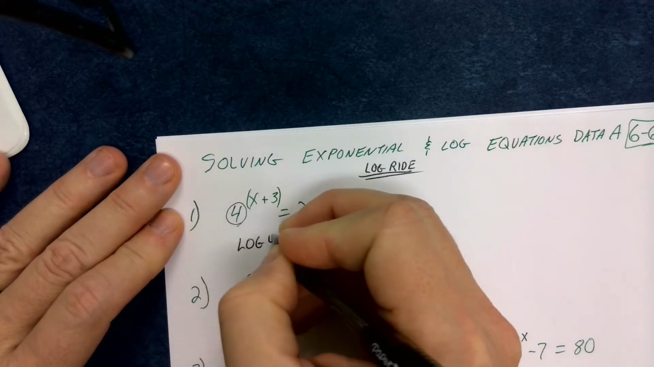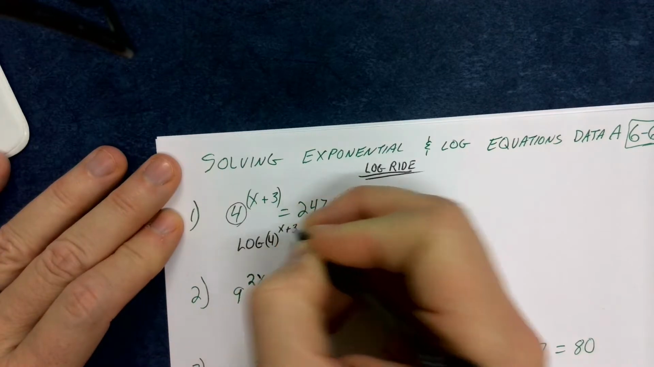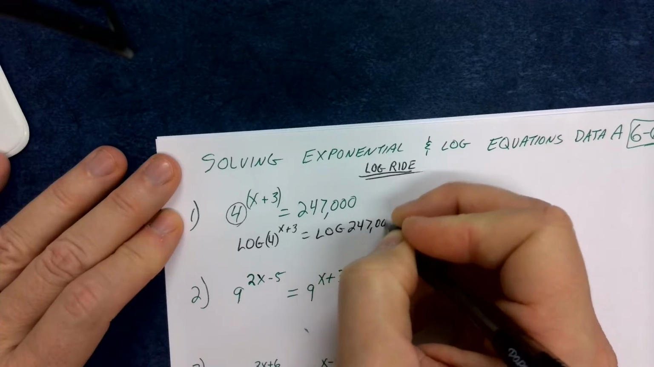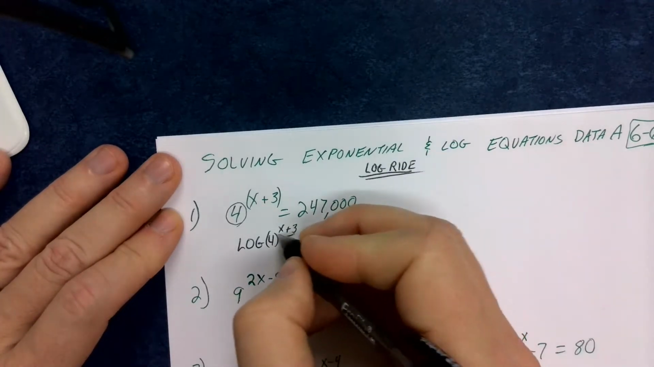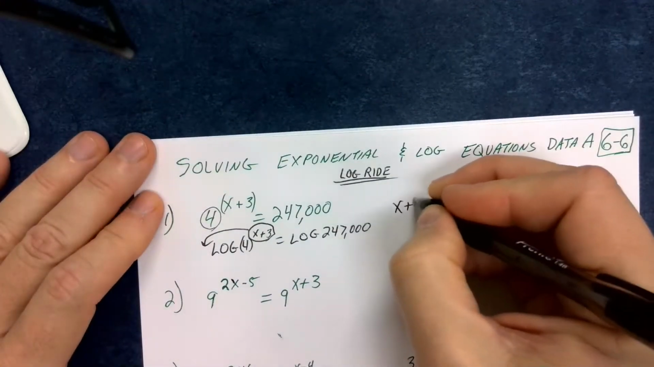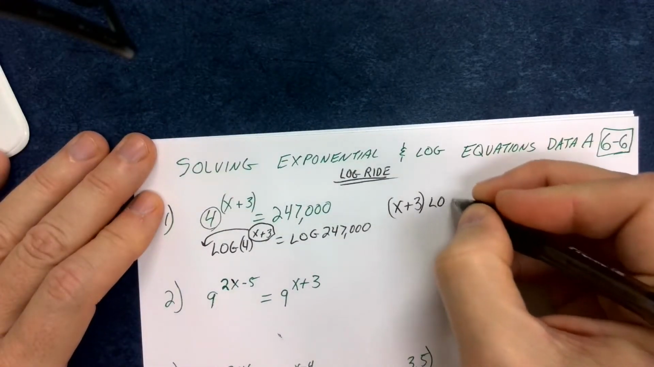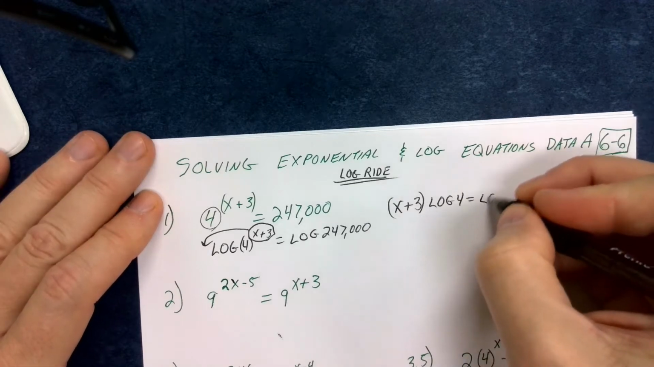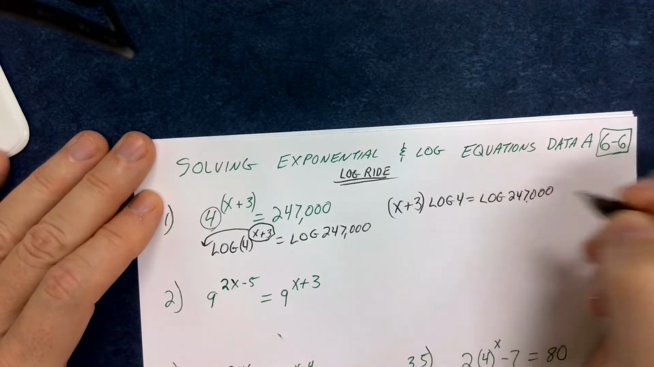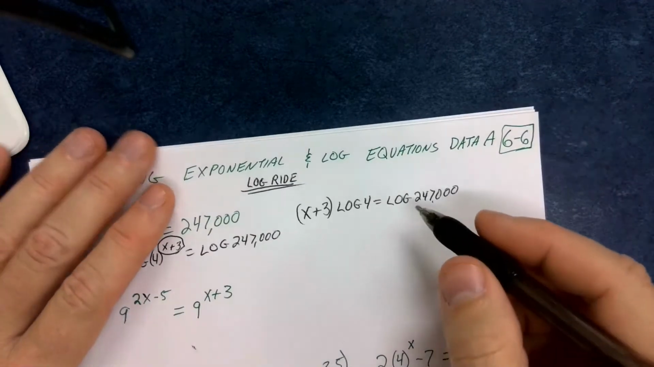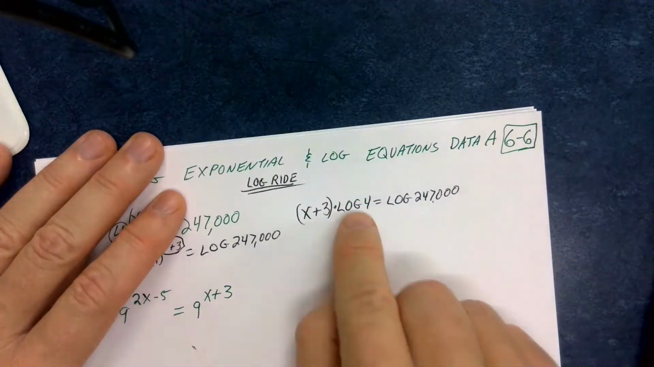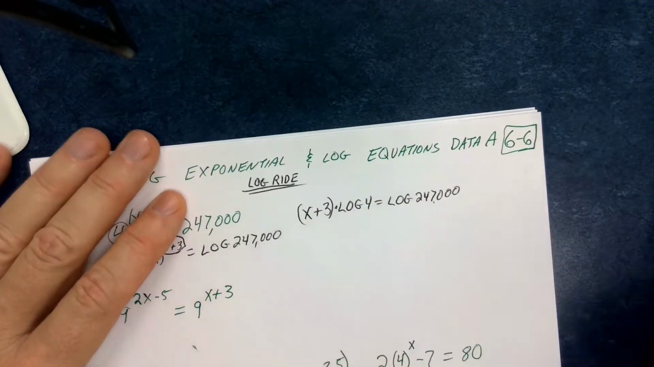We can write the log of 4 to the x plus 3 power equals the log of 247,000. Now the log rule law says that this is allowed, as soon as we have that. And now I get x plus 3 in parentheses times the log of 4 equals the log of 247,000. So what do I do with this? I'm trying to get the x by itself, so you can see that this log 4 is multiplying this set of parentheses. So I'm going to divide by log 4.